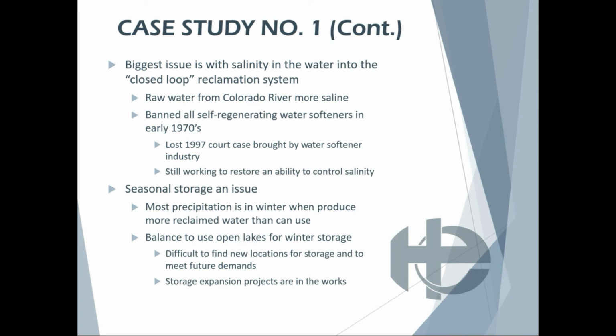Seasonal storage is also an issue. Most of their precipitation is in the winter, when they actually are producing more reclaimed water than they can use. Hence the need for the storage facilities to be able to store this treated wastewater till they get into the summer irrigation seasons. They have additional storage expansion projects that are in the works. Finding land for storage has been one of the more difficult aspects of their particular project because of the volumes that they have to deal with.